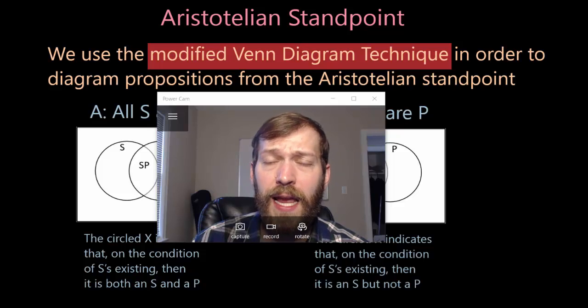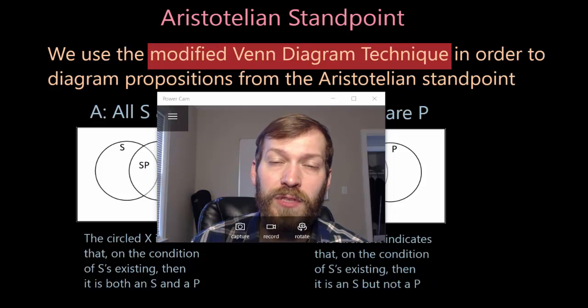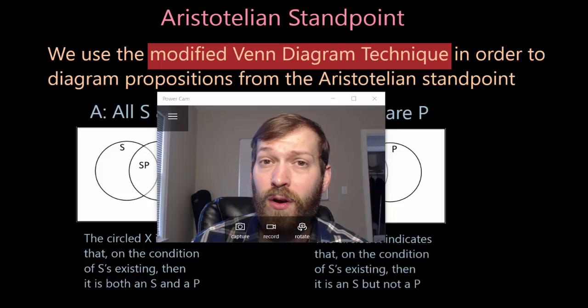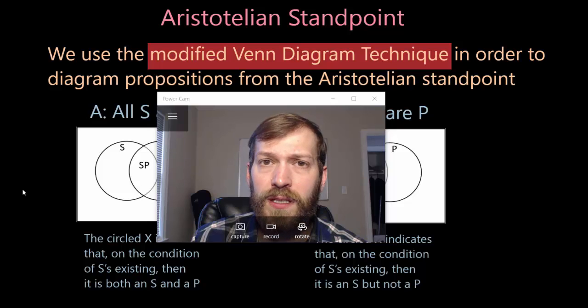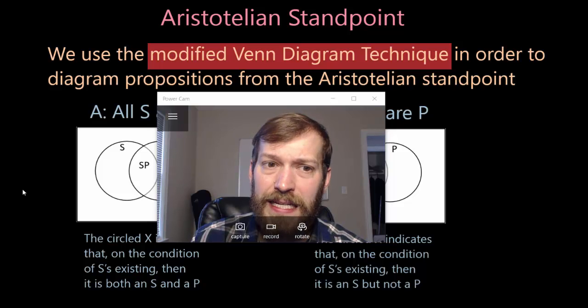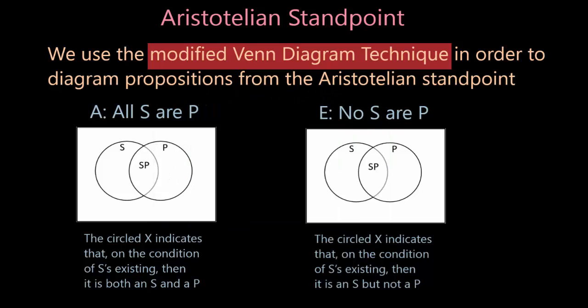So being that that's the case, when we diagram on the Aristotelian standpoint or the traditional standpoint, we need a different way of diagramming those. And as we'll see, we also need to understand the different types of relationships that happen on a square of opposition. So those are going to be different from the Aristotelian standpoint than from the Boolean standpoint. So let's take a quick look and get a feel for what this modified Venn diagram technique is going to be like.